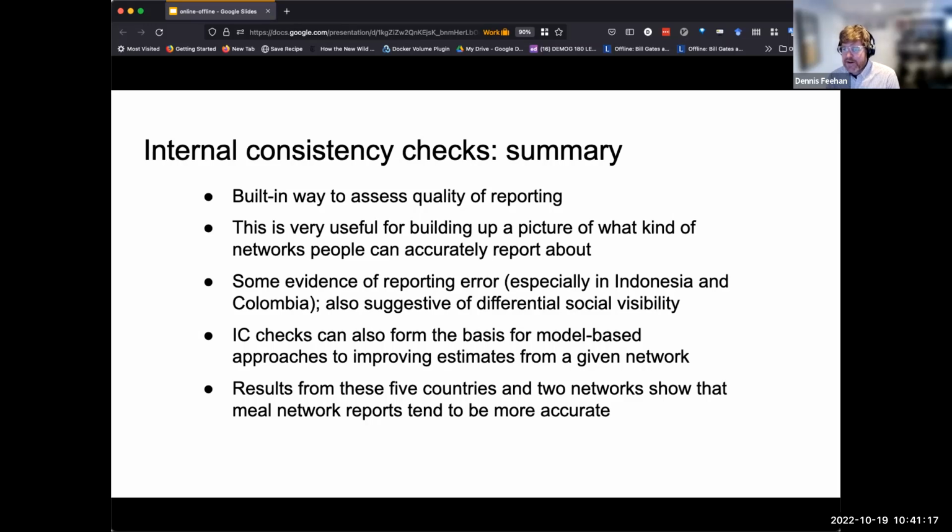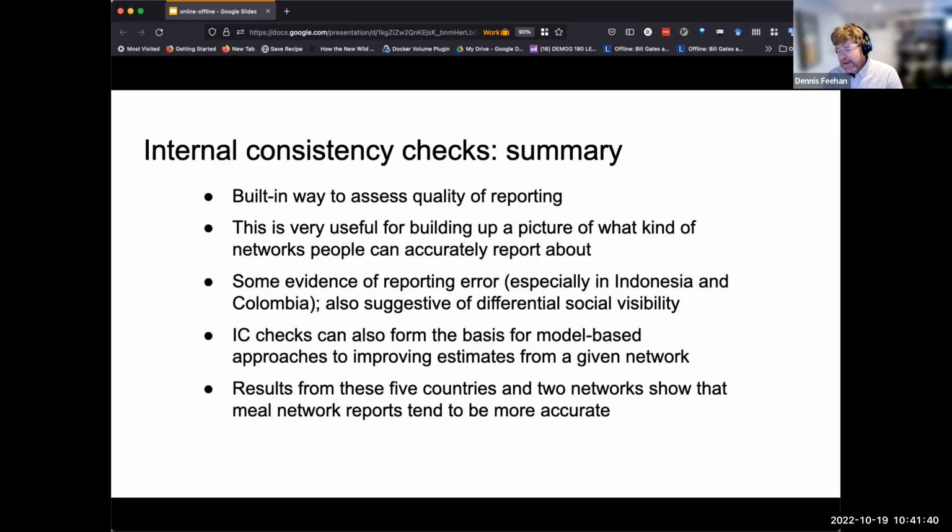Okay, so these internal consistency checks are a built-in way to assess the quality of reporting, and they're useful for building up a picture of what kind of networks people can report about. We definitely see some evidence of reporting error in these data. It's also suggestive of differential social visibility, but we can't be too specific about that, unfortunately.